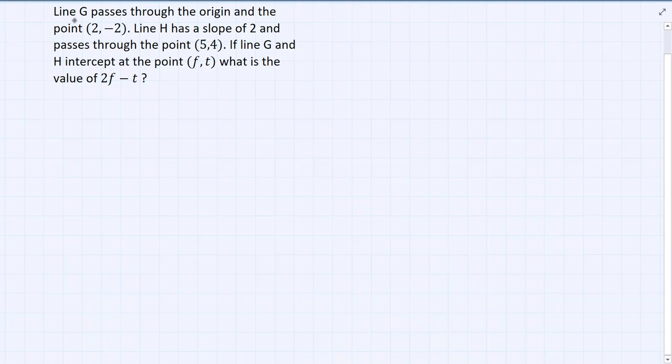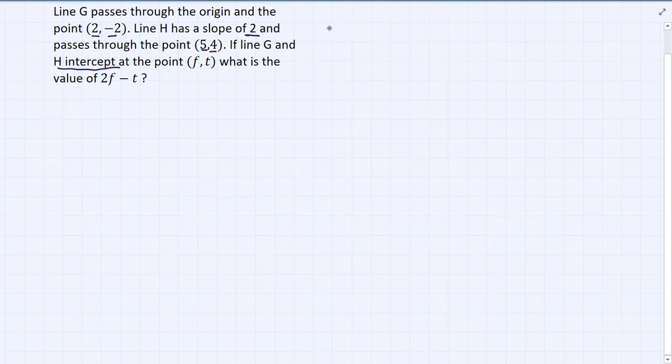Line G passes through the origin and the point (2, -2). Line H has a slope of 2 and passes through the point (5, 4). If lines G and H intersect, very key information, at the point (F, T), what is the value of 2F minus T? Okay, this question is from slope-intercept word problems.